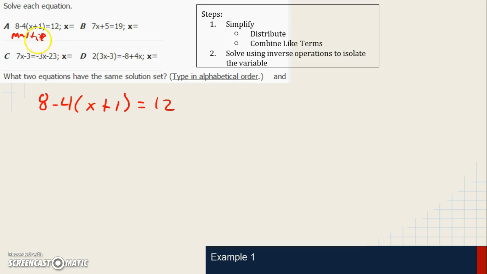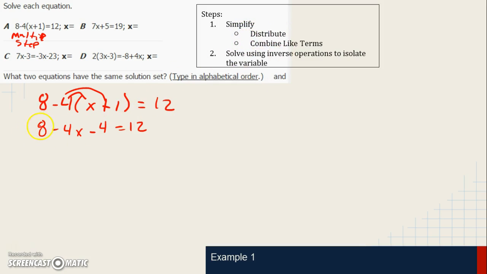This is a multi-step equation. And the first thing that we're going to do is distribute this -4. See this minus sign in front? We're going to take that with the 4 as we multiply. So we have 8, and then -4 times x is -4x. -4 times a +1 is a -4, equals 12. So we distributed by simplifying, and then again we can simplify some more by combining these like terms.